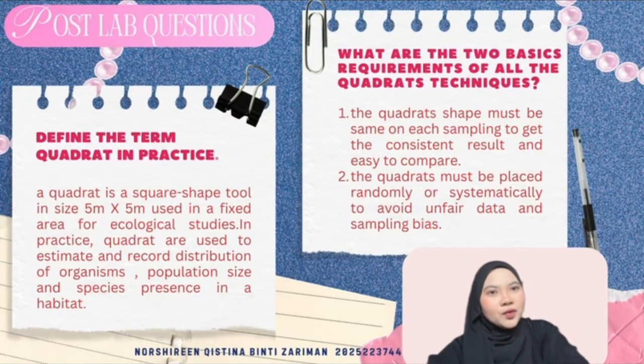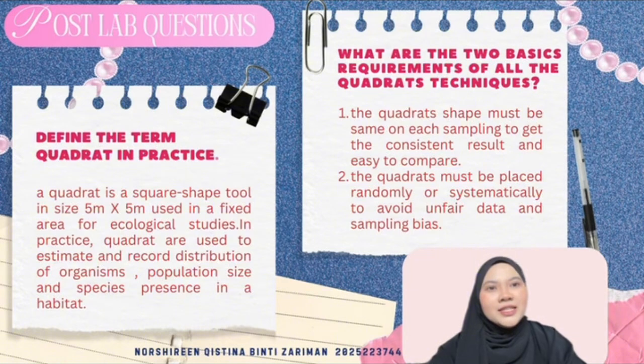So we move to the posed questions. Firstly, define the term quadrat in practice. A quadrat is a square-shaped frame of size 5 meters by 5 meters in a fixed area for ecological study. In practice, a quadrat is used to estimate and record the distribution of organisms, population size, and species present in the habitat. Next, what are the basic requirements of the quadrat technique?